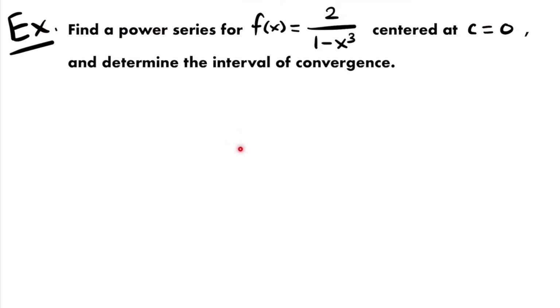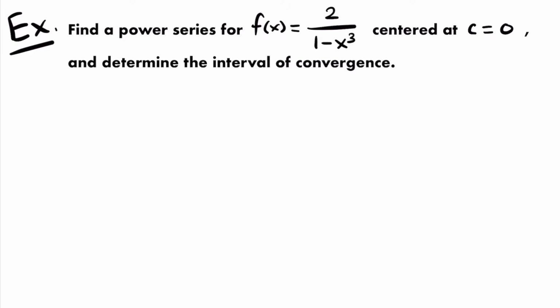Alright, so here's our first example. We want to find a power series for f of x is equal to 2 divided by 1 minus x cubed. Specifically, we want this power series to be centered at c equals 0, and we want to determine the interval of convergence. Alright, and so what we want to do is represent this function right here as a power series centered at c equals 0.